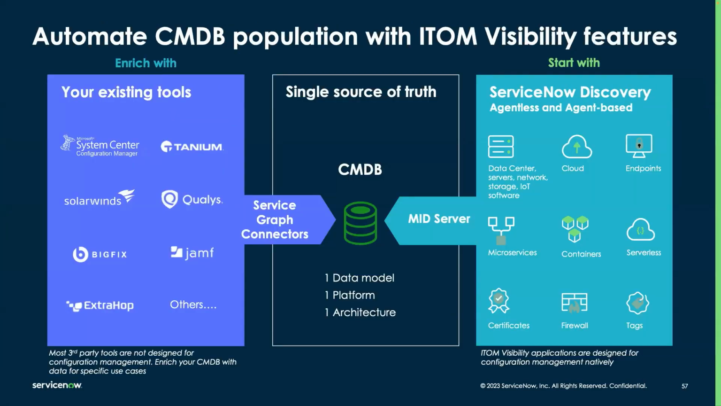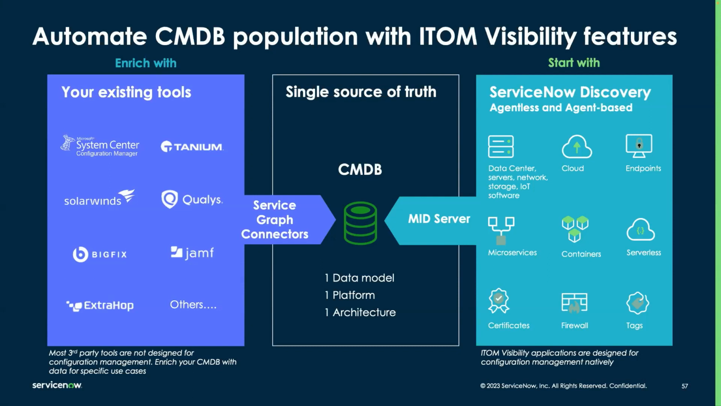So when to use each method? You want to make sure that you, of course, do automated population. What we recommend is starting with discovery or agentless based. Our ITOM visibility applications you see on the right are designed with configuration management in mind. Service Graph connectors can be used to enrich your CMDB or fill in any gaps that you perhaps cannot discover. I say that because most third-party tools are not designed with configuration management in mind.